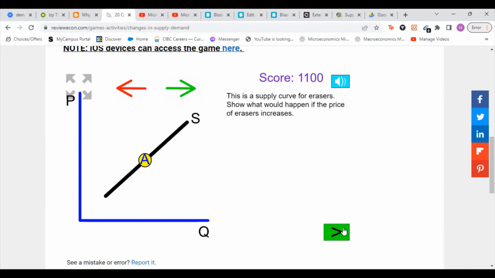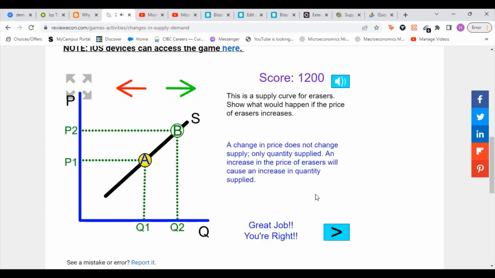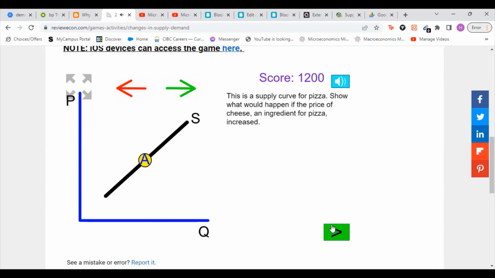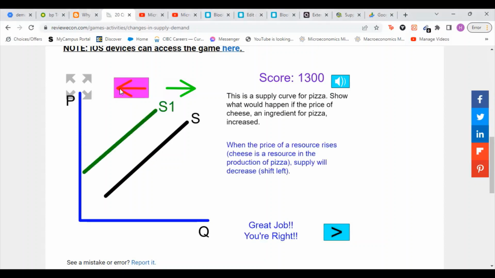Shift along the supply curve to the right. And this is the supply curve for pizza. So what will happen if the price of cheese, an ingredient for pizza, increased? What would happen? Along the supply curve to the left. Yes. They would produce less pizza because one of the ingredients is more expensive, so supply would shift left.